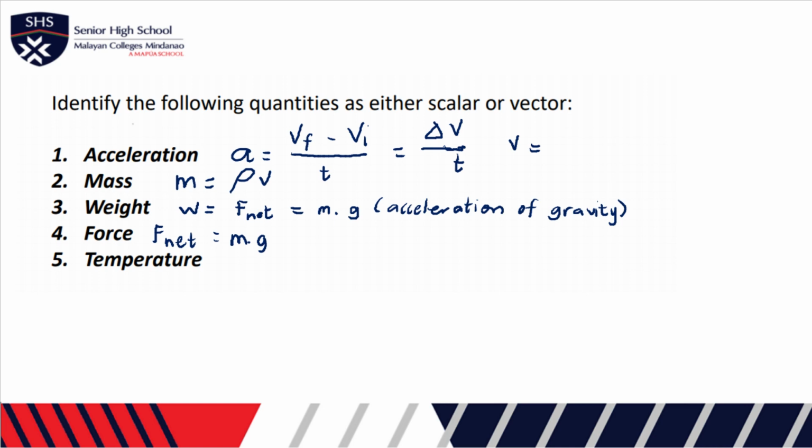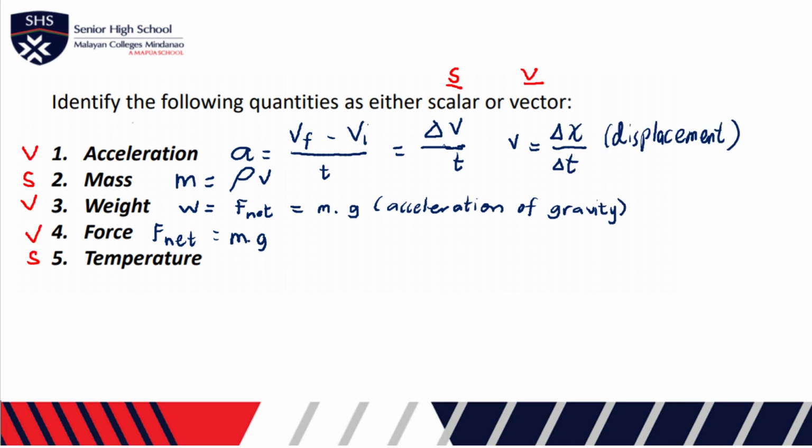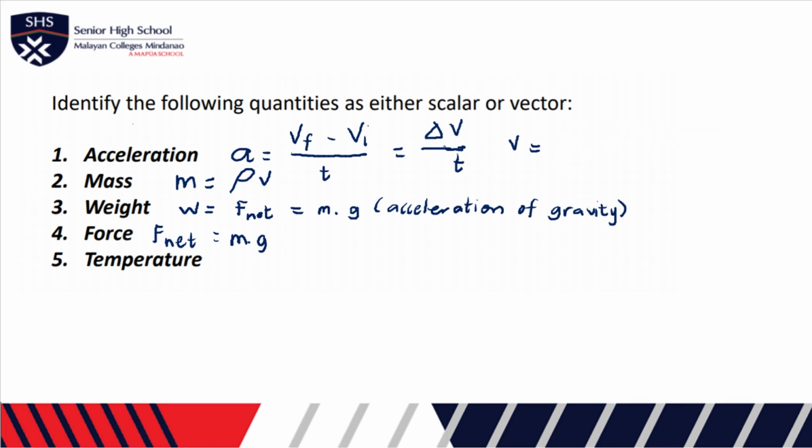Change in velocity over time, which the change in velocity or the velocity itself can be expressed as displacement over change in time. Since it uses displacement to that extent, acceleration is a scalar quantity. I mean, a vector quantity. Why is it a vector quantity? Because it does have direction through displacement.